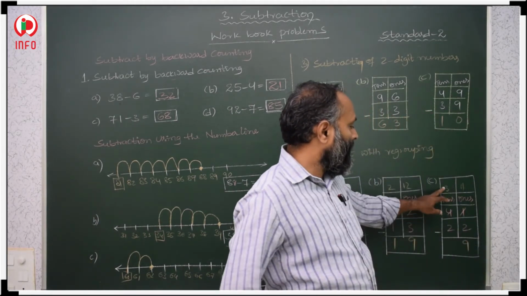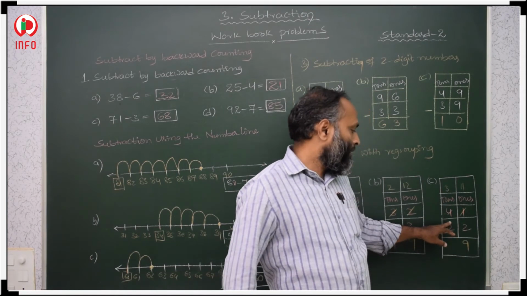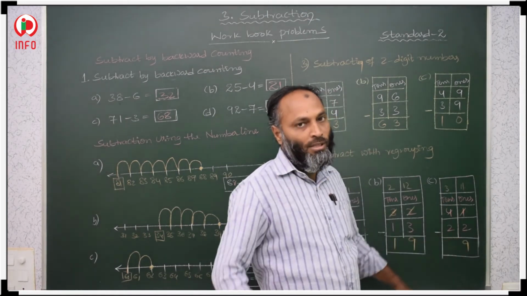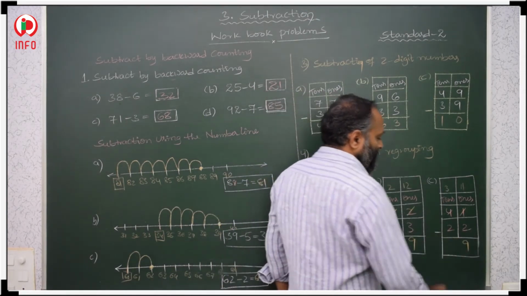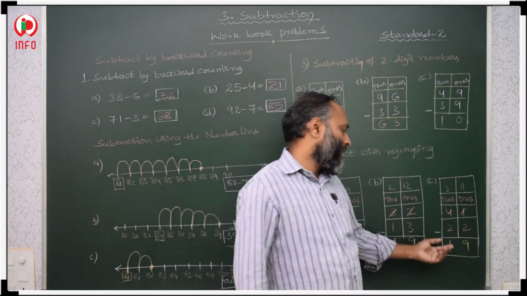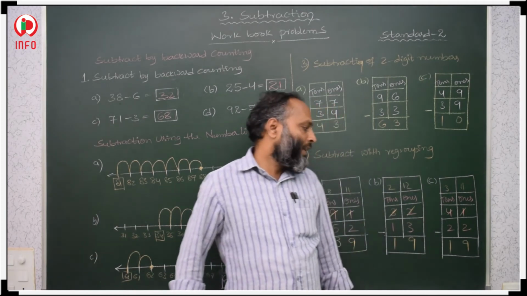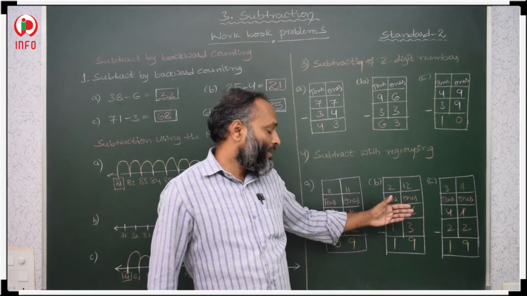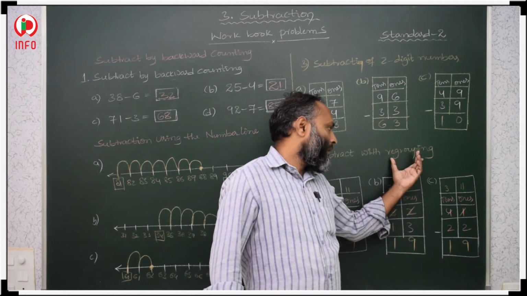Then 3 and 2. 3 minus 2, gap is 1. So that is 1. 3 minus 2 is 1. So these are two consecutive numbers, means serial numbers. So that is why only one gap is there in between 3 and 2. 19 is our answer. This is regrouping, 2-digit number regrouping.